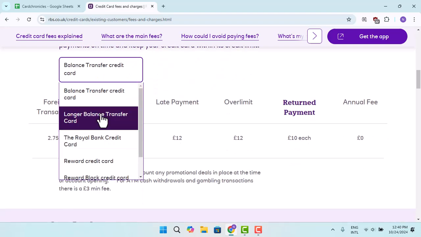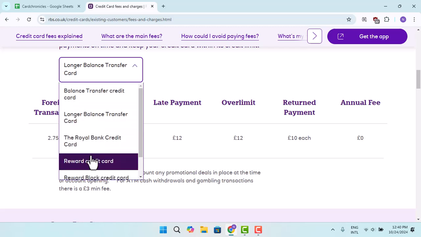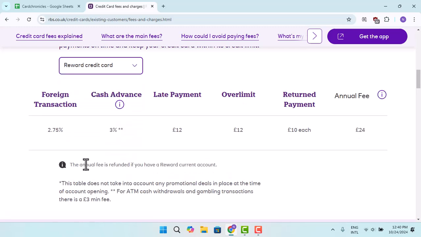You can also find information about the particular credit card, whether you want to go with this one or the types of credit card that you hold. So you can go ahead and understand the fees and charges associated with the Royal Bank of Scotland's credit card.